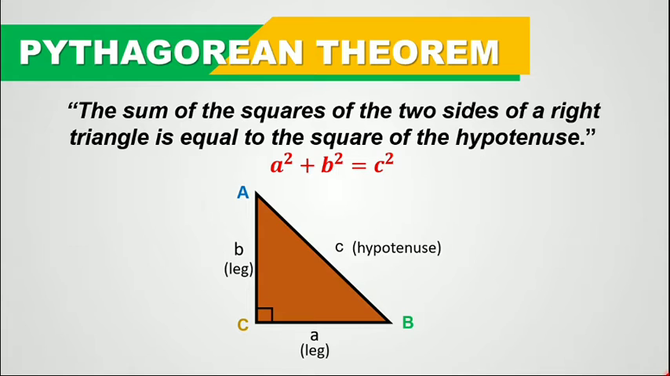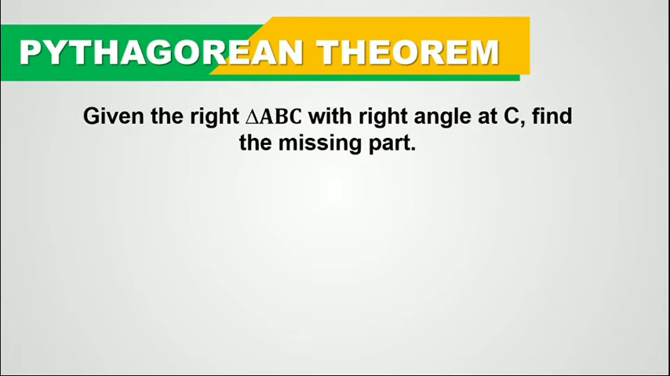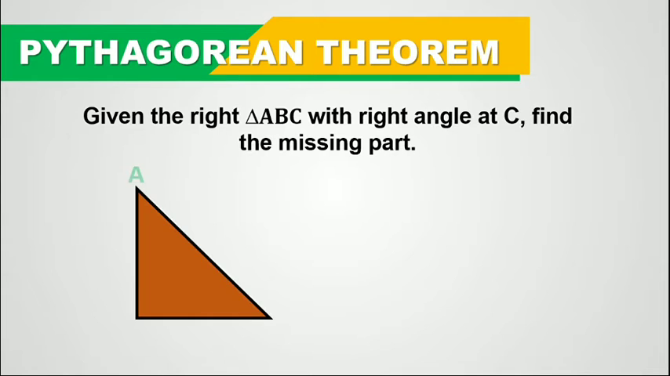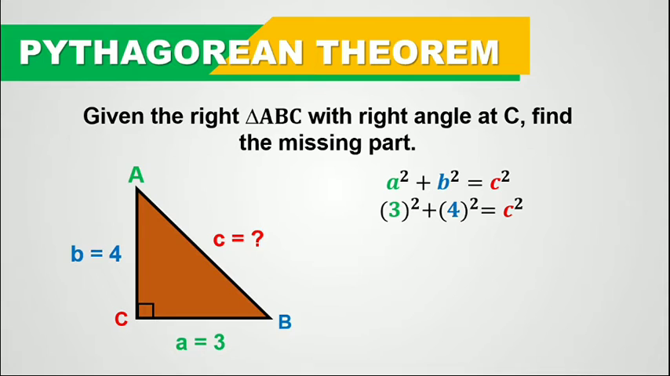So let's take this example for you to understand how this theorem works. Given the right triangle ABC with right angle at C, let's find the missing part. The values of b and a are known. So we have b equals 4 and a equals 3. So the unknown part is the hypotenuse, c. Now, using the Pythagorean theorem, a squared plus b squared equals c squared, we can find the missing part. Since the values of a and b are known, let's just substitute them to a and b respectively. So we have a is 3 and b is 4.